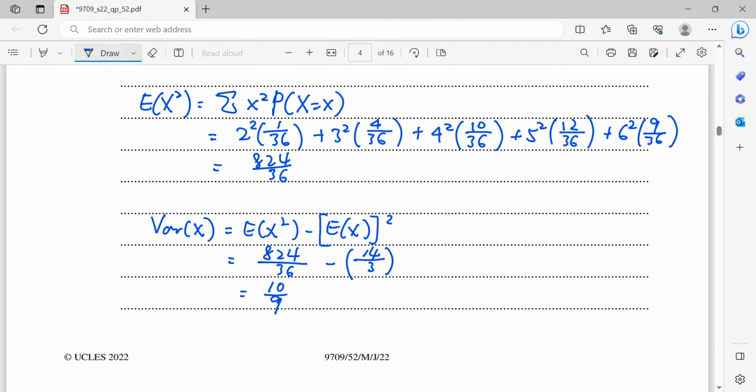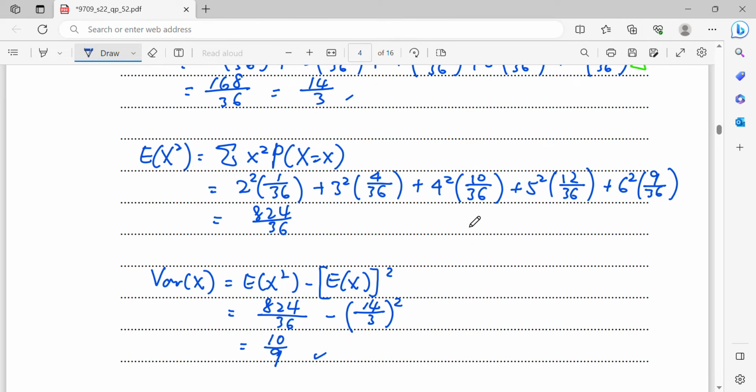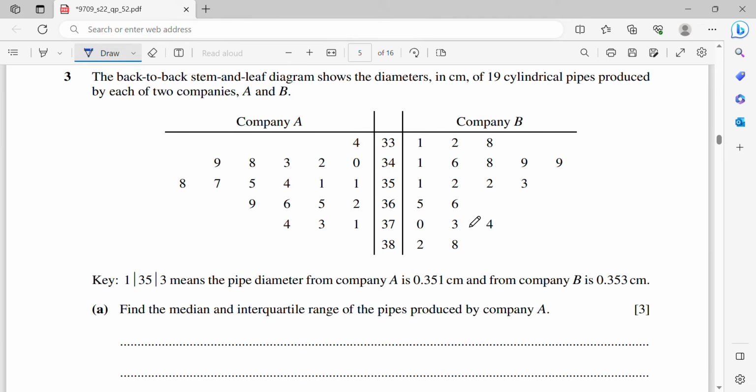When you calculate the variance, make sure you get a positive value, because variance cannot be negative and seldom gets 0. It will be non-negative. With this, we have completed question 2. Now let's look at question number 3.